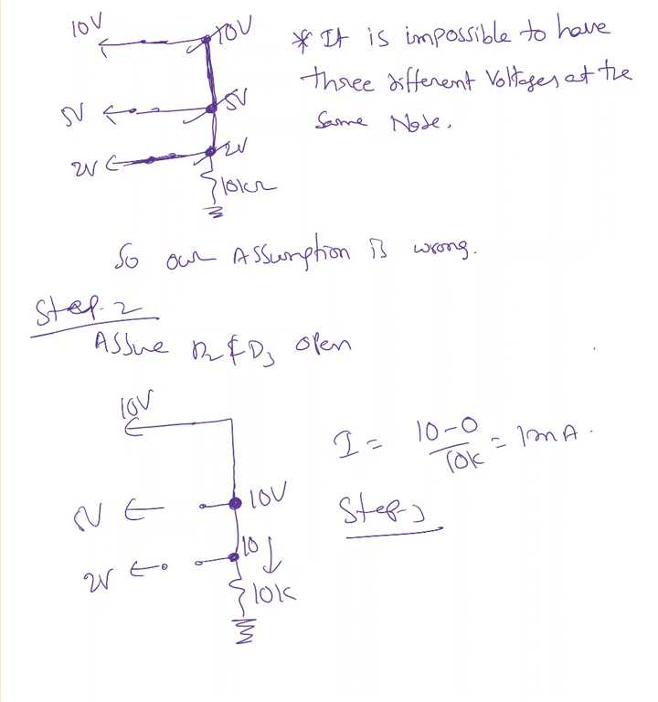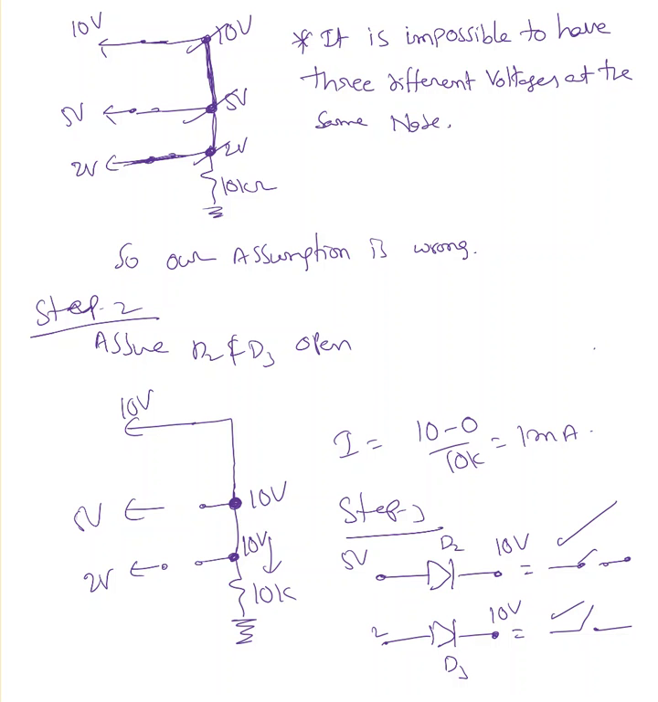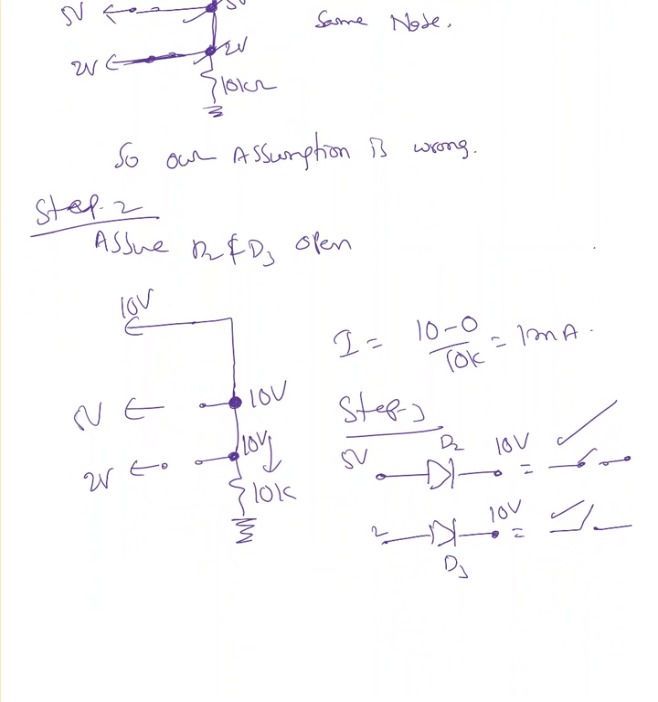And what is the voltage at this point? That must be 10 volts. So if you look at D2, we have 10 volts here and 5 volts there, and we are representing this as an open switch, right? So our assumption is right. And D3, same thing, I have 10 volts there and 2 volts here, and we are representing this as an open switch. That is also right. So our assumption is right. These two diodes are acting like open switches, and this is the current passing through the circuit.